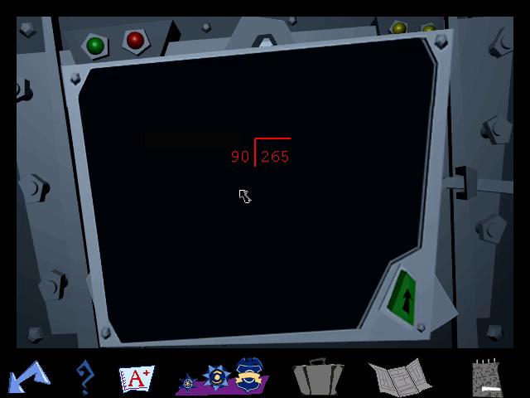Oh, this one, well actually, let's just do this one anyway. 2. 65 divided by 90 equals 2. So 2, 180. 8, 5, 16 minus 8 equals 4. No. Oh, duh, it's 8, my bad.